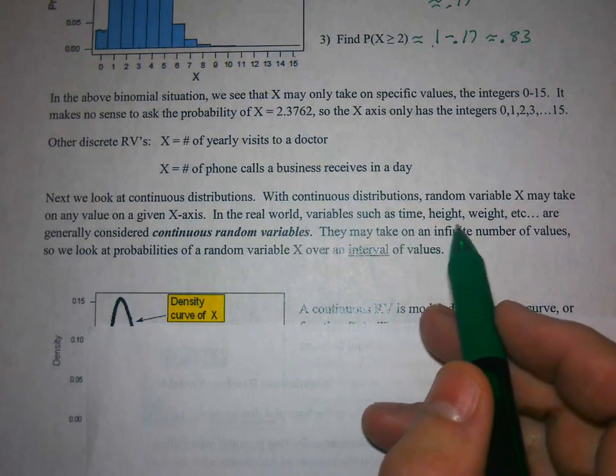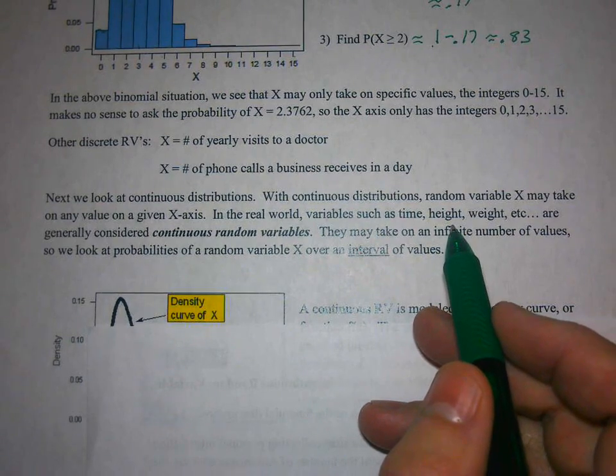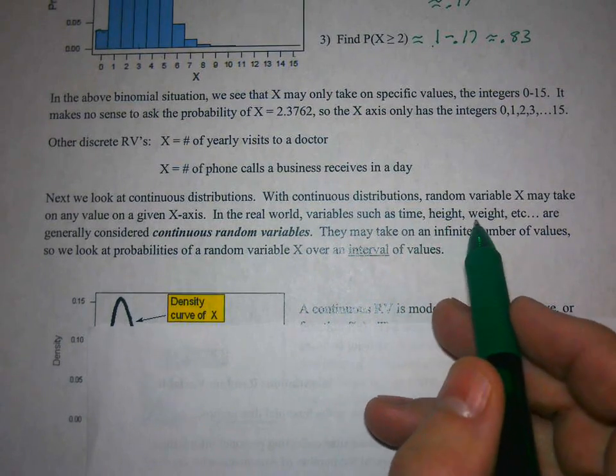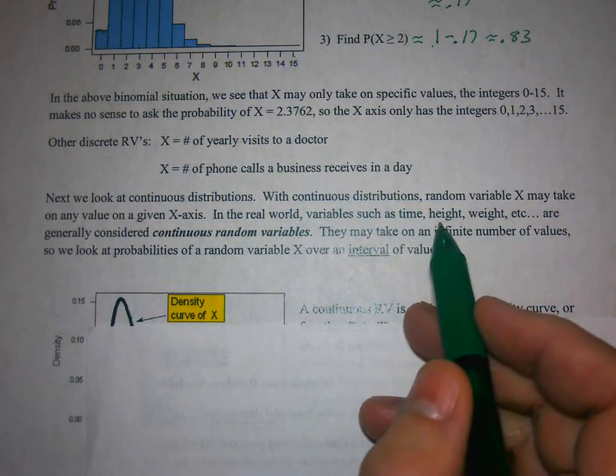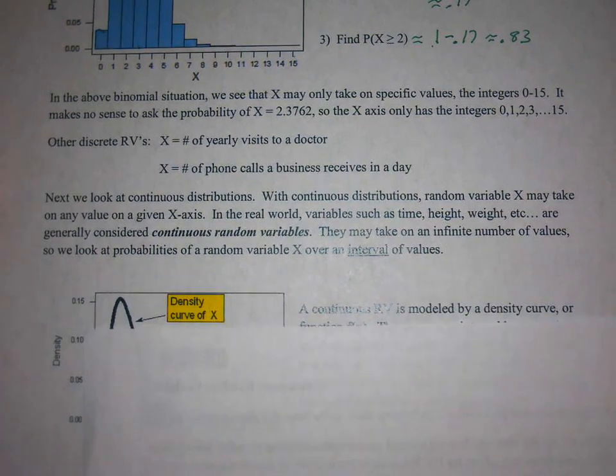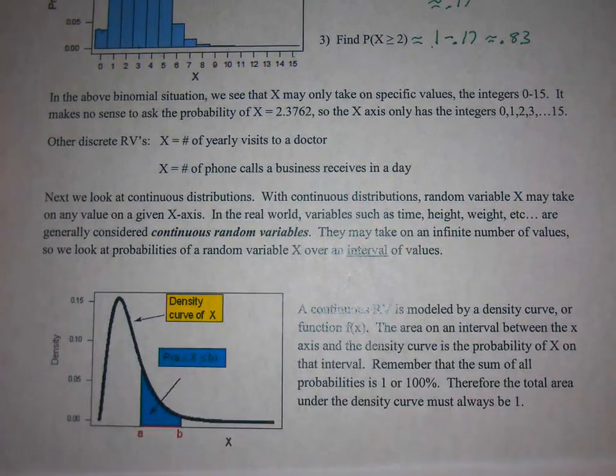Same idea with heights or weights. Even though you may round the answer when you write it down or collect the data, in theory, and that's what we want to focus on, those variables have an infinite number of possibilities to them. Okay, so that is what a continuous random variable is.